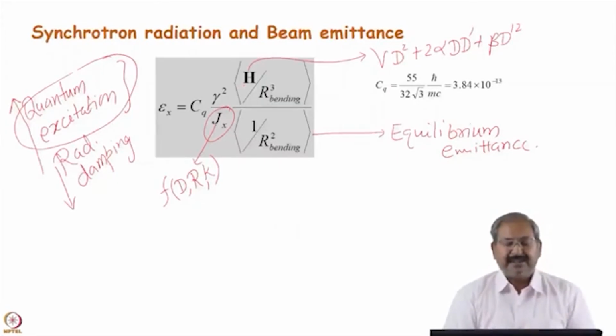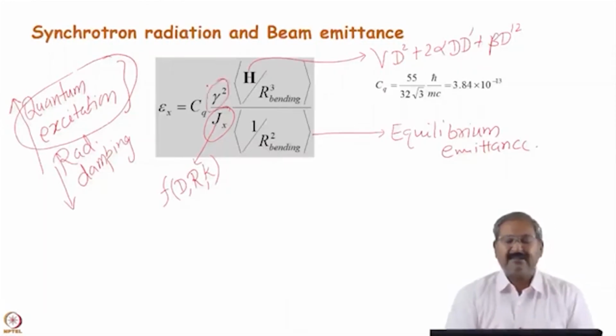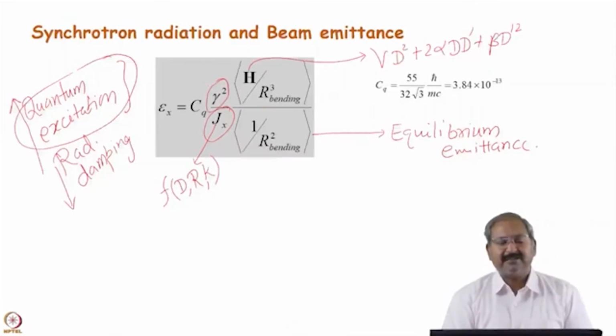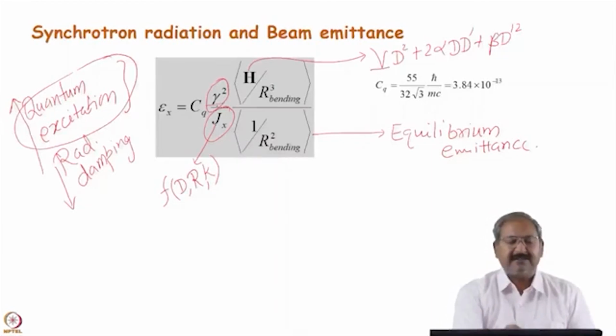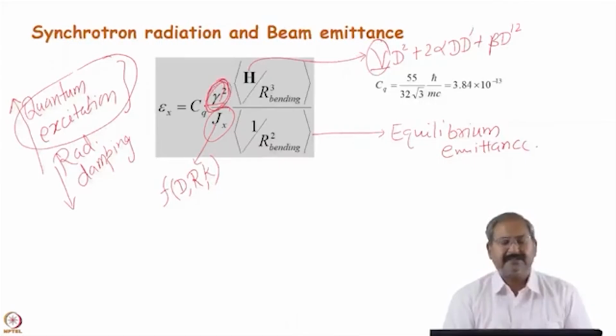Now you can see, without going into the detail of this formula, see only some dependence. You can see that emittance depends on gamma square, and gamma square emittance means as you increase the energy of the machine, emittance increases. As you increase the gamma, this gamma and this gamma is different. This gamma is the relativistic gamma factor and this gamma is the twiss parameter. So keep it in mind. I am talking about this gamma, means relativistic factor. So if we increase the energy, gamma increases and emittance increases.